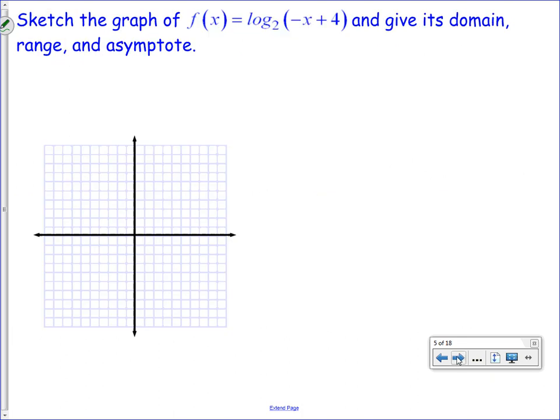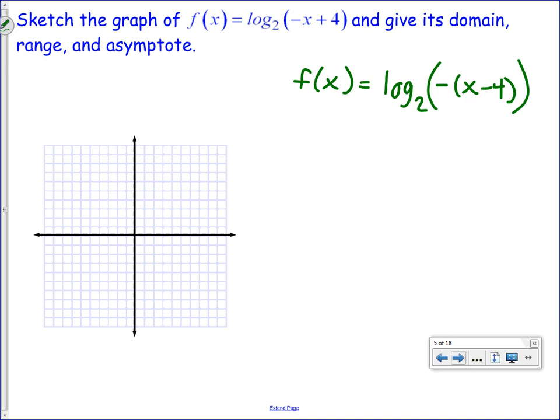All right, so let's look at an example of sketching the graph. We want to sketch the graph of log base 2 of negative x plus 4. Before I even sketch that graph, I have to factor out this negative. If I factor out the negative, that'll leave x minus 4 in parentheses. If you don't factor out that negative, you're going to get the shift left or right incorrect.